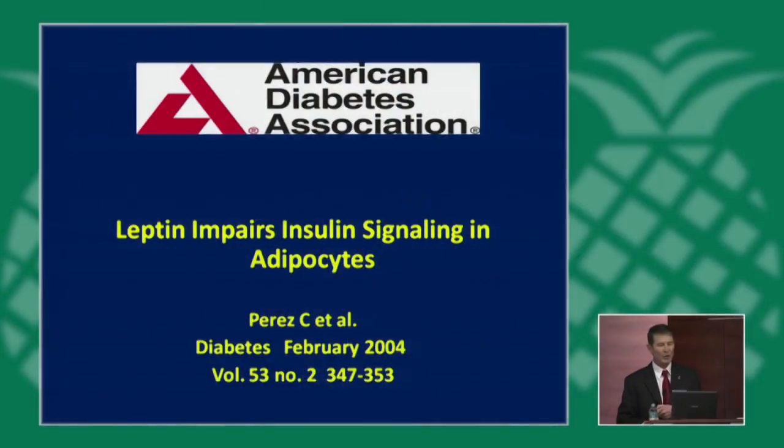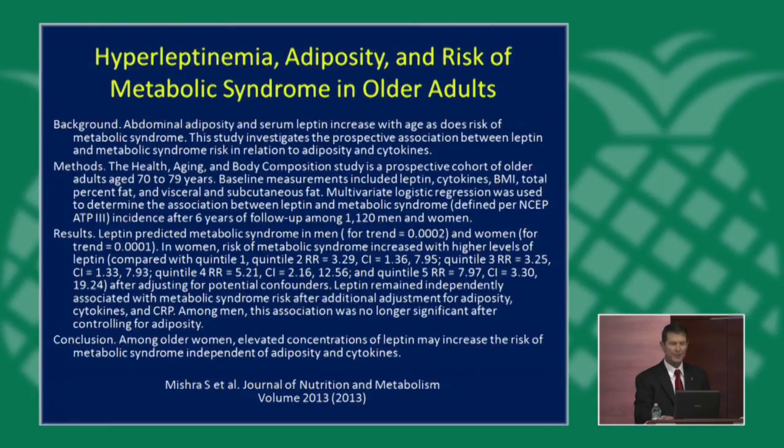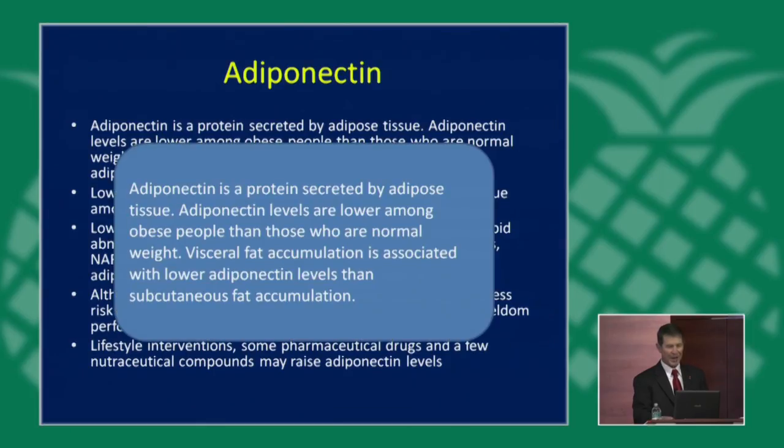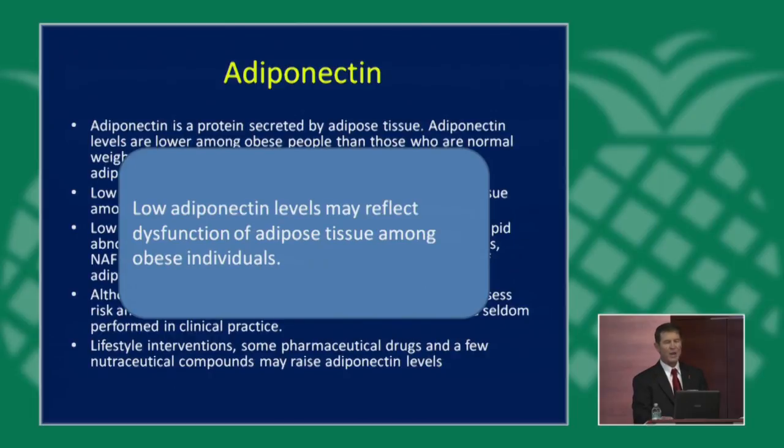Just a couple of quick notes. Leptin, one of the major ways that leptin is harmful is it impairs insulin signaling in the adipocyte, contributing to insulin resistance and, of course, increasing free fatty acid release. Here's an article that shows that elevated leptin levels can increase the risk of developing metabolic syndrome. Adiponectin, which I talked about, low adiponectin levels may reflect dysfunction of adipose tissue. So one of the first things we see in adiposopathy is declining adiponectin levels.